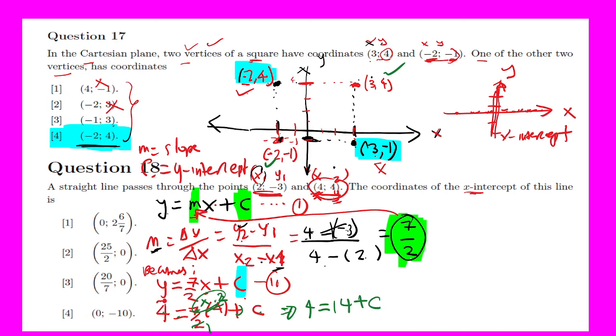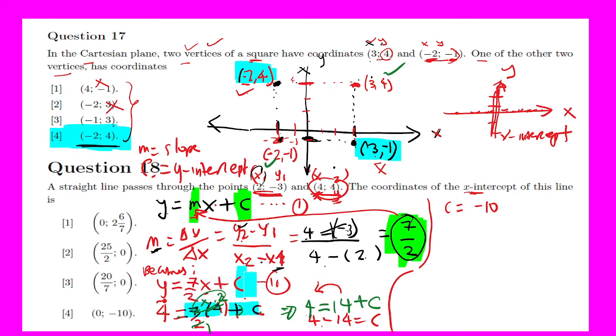So we're going to take this 14 to the left. Here it's going to be 4 minus 14 equals c, because that one went to the left. Okay, so our c finally equals 4 minus 14, which equals negative 10. So this equation here, let me highlight it.